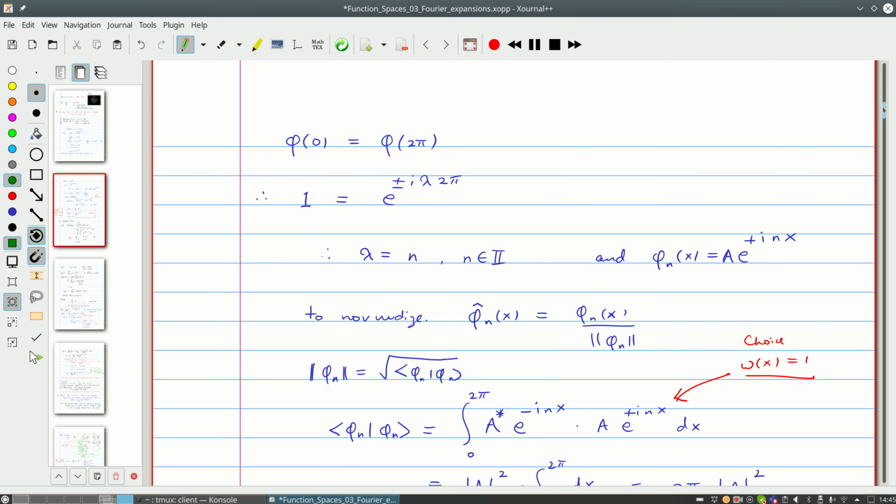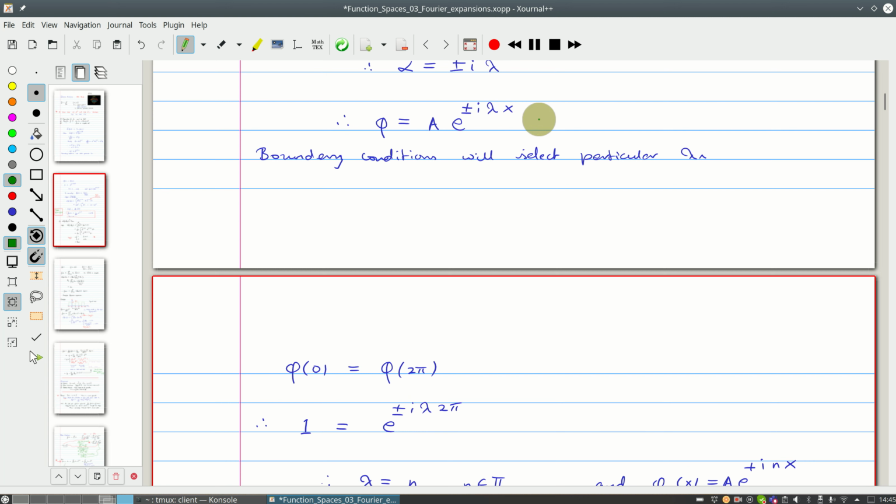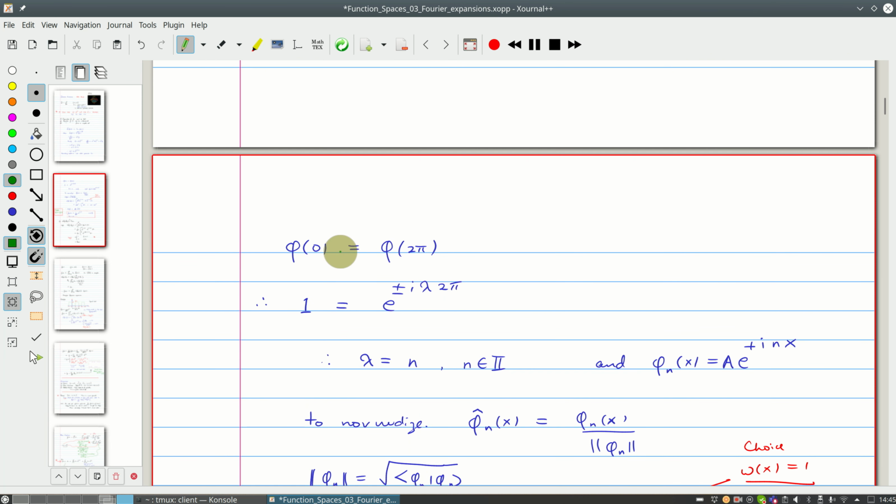You put in this expression for phi, and what you end up with is that 1 is equal to e to the plus or minus i lambda times 2 pi. And this is satisfied for lambda an integer, positive or negative. And therefore the phi n's, the eigenfunctions of the operator L hat, are given by a times e to the i n x. I've chosen just the plus sign here instead of plus and minus because I've allowed these integers to take both signs, plus and minus, which covers both cases.